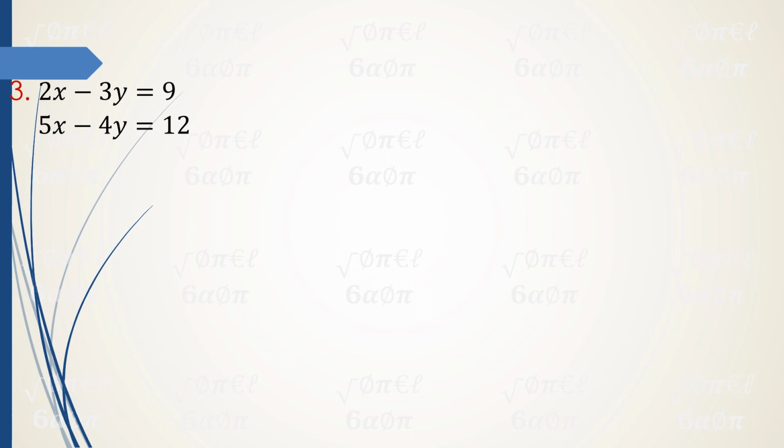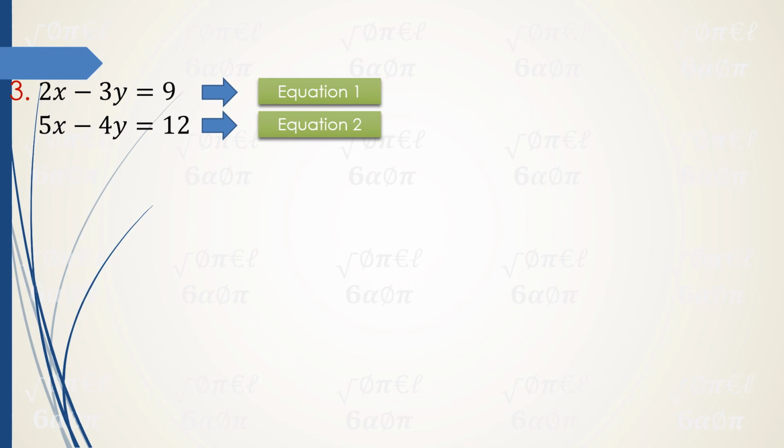Let us now proceed to our last example. We have 2x minus 3y equals 9. Let's consider it as equation 1. And 5x minus 4y equals 12 is of course equation 2. So paano kaya yung ganito na wala tayong makitang opposite terms dun sa mga variables, tapos wala rin tayong makita na ang numerical coefficient ng variable ay 1 o kaya negative 1. Okay, so ganito po yung gagawin sa ganyan.